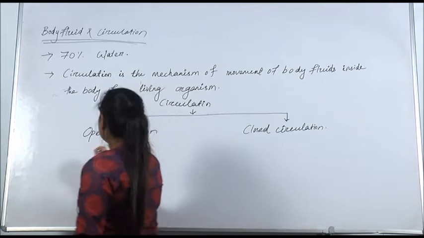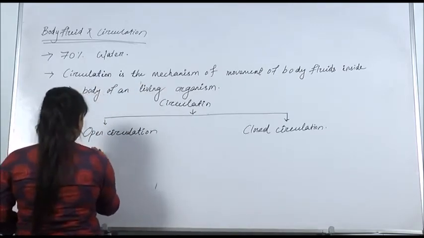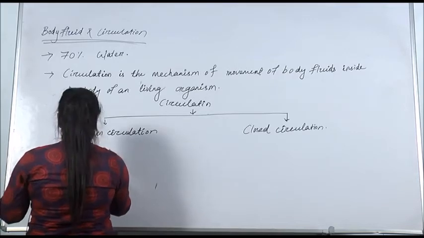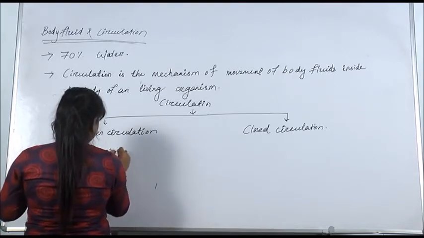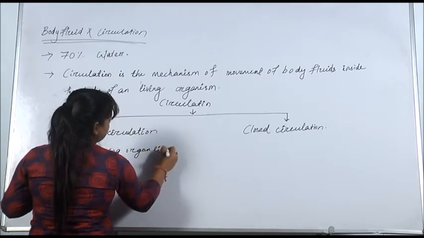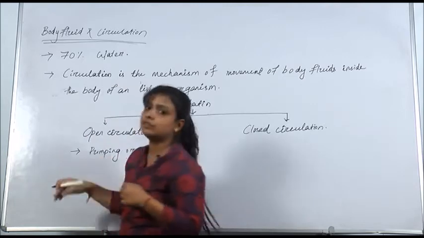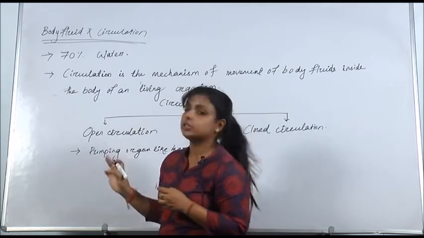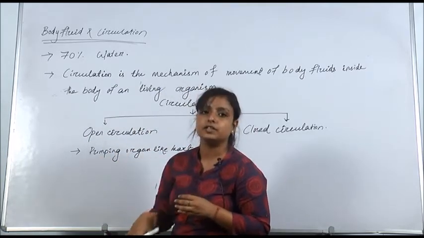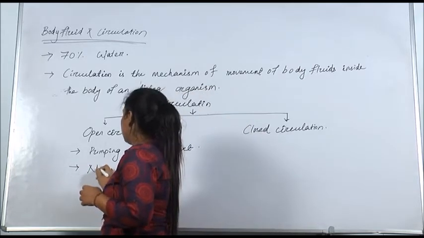So in open circulation there will be a pumping organ, like the heart. This pumping organ will pump the blood, or the extracellular fluid, so that it can move inside the body. After that, there will be no closed vessels.